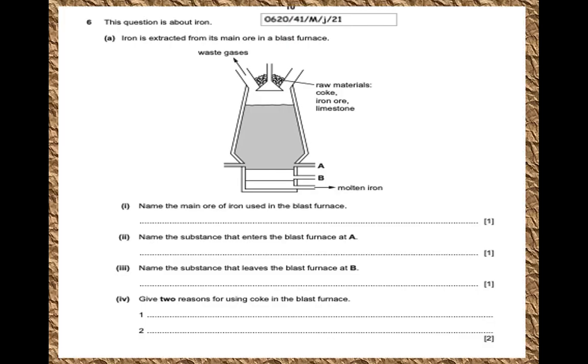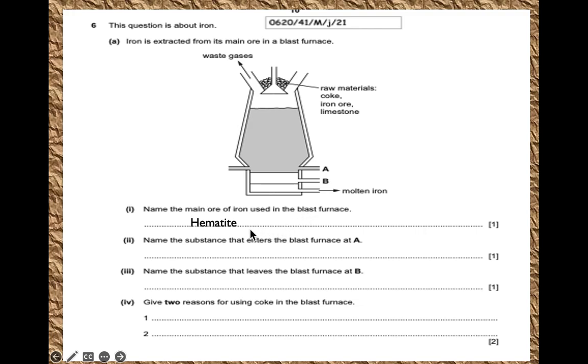The question is about iron. Iron is extracted from its main ore in the blast furnace. Name the main ore of iron used in the blast furnace. Of course, the main ore is hematite. The second, name the substance that enters the blast furnace at A. What comes in at A is the hot air. It's very important in order for the charcoal to react with the oxygen.